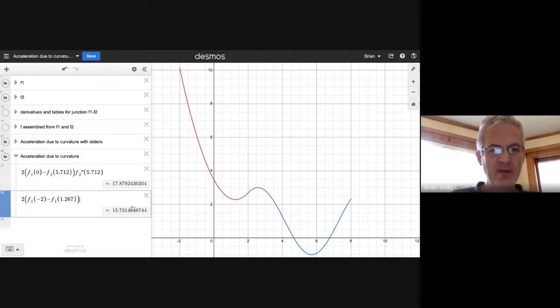And then we're going to multiply that by the second derivative, which is a measurement of how curvy it is. And that is f1 double prime evaluated at the x value of that point, which is 1.267. And that is way out of bounds. We wanted this to be under 5, and we are at 23. So we're going to work on that. What can I do for that?